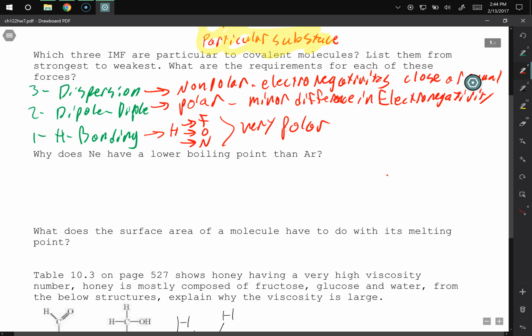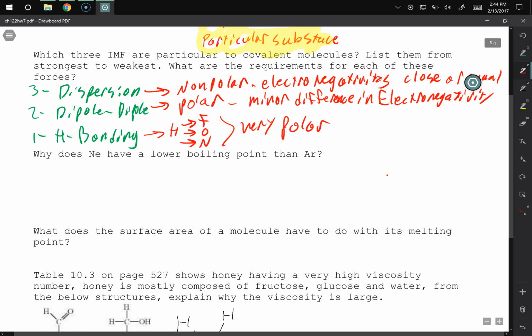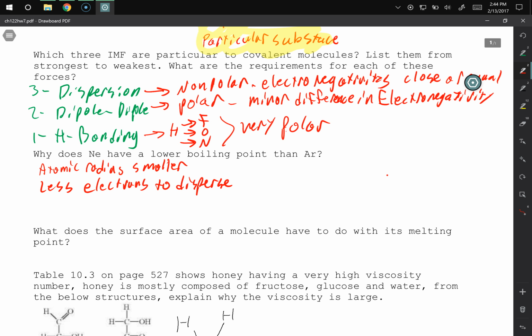Why does the neon have a lower boiling point than the argon? Size, so actual radius. Dispersion effect is more prominent in argon? Why is that? There's a lot more. Smaller, less electrons to disperse. Anything else? No, that's good.